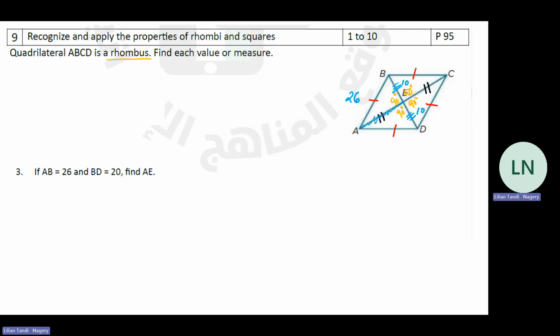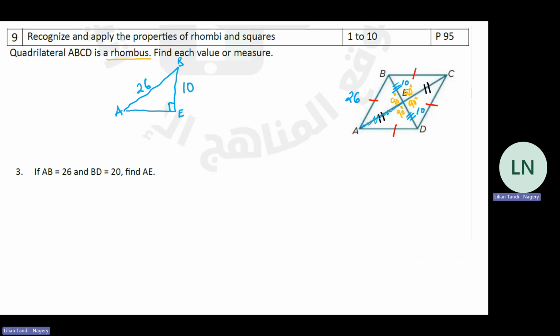And we know this is a right triangle. So we will draw the right triangle here like this. We're going to write here A. We're going to write here B. And we're going to write here E. We know BE is 10. And we know AB is 26. And we know this is 90. And because we know that, now we can use Pythagoras theorem.